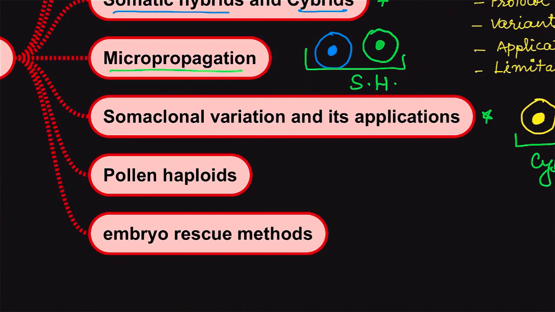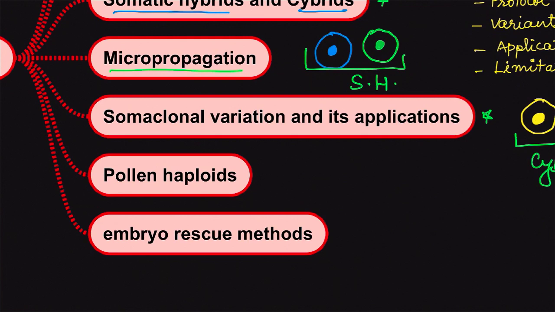Then there are two very small topics from where direct questions are asked. Pollen haploids. So this is about generating haploid plants by using pollens as the starting material. What is a pollen haploid? Define that. After that, what is the method by which we go on to produce a haploid plant using pollens? Then, why do we develop pollen haploids? What have been the applications? Give examples.